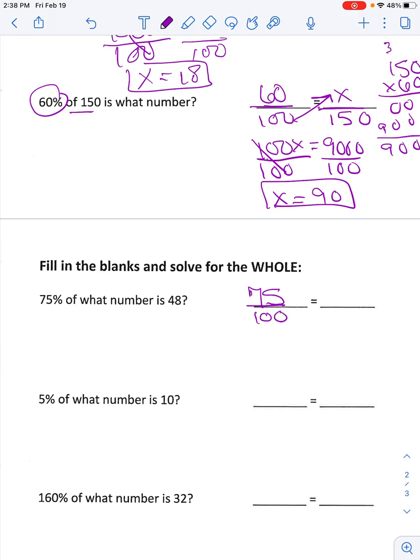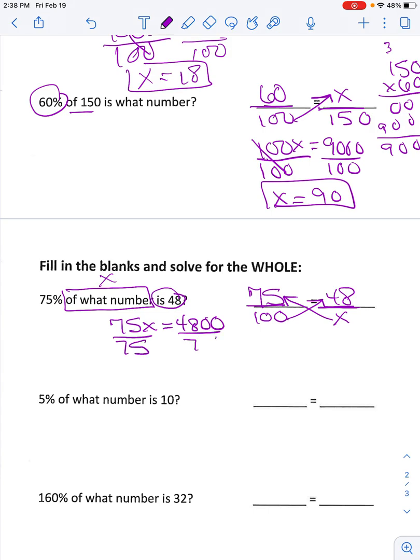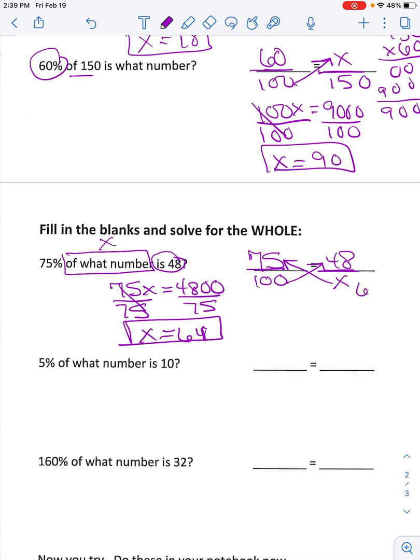On the next page, 75%, percentages go over 100. Of what number? I don't know. Is over of, we're solving for our of now. Is 48. Is goes on top, is over of. Same thing. Now we're still going to cross multiply. 75 times x is 75x. 100 times 48 would be 4,800. And then we're going to divide by 75 to get our x by itself. For time purposes, I'm going to cheat and use a calculator for right now. 4,800 divided by 75 is 64.